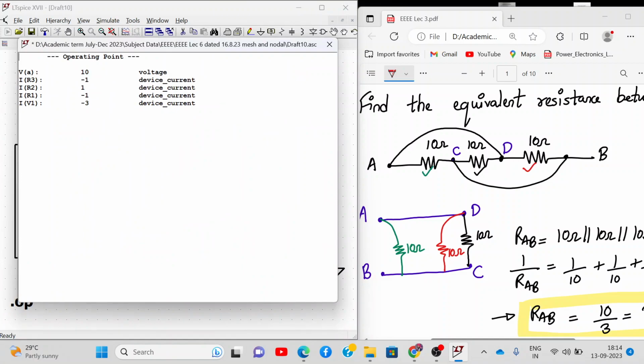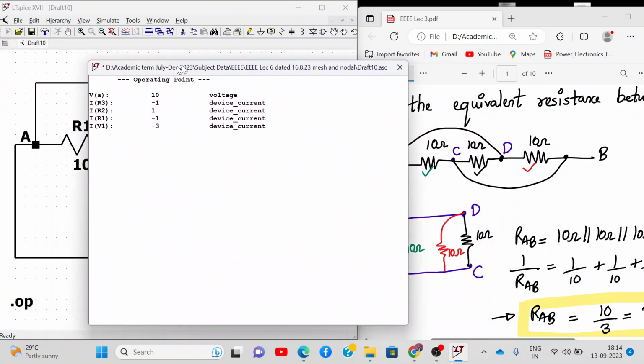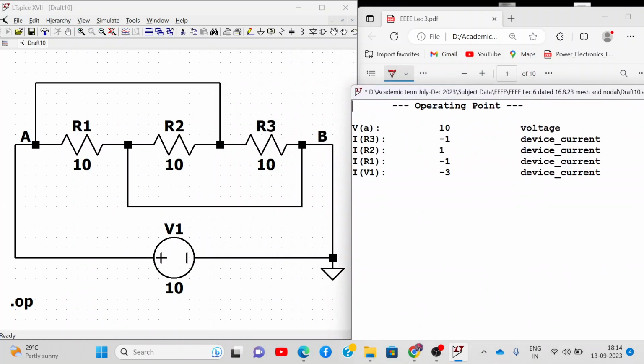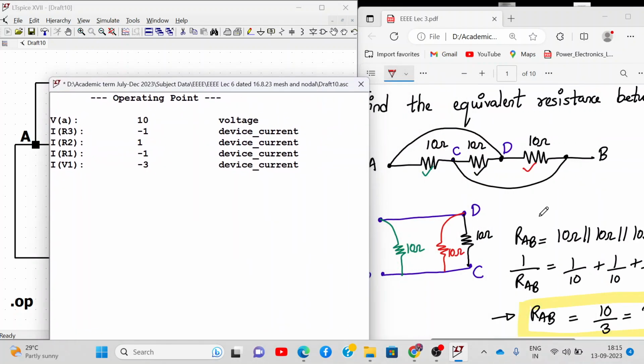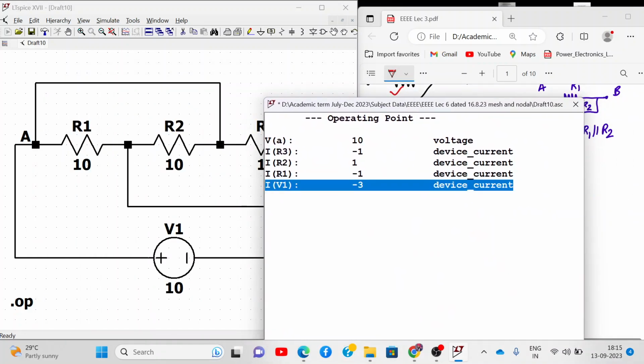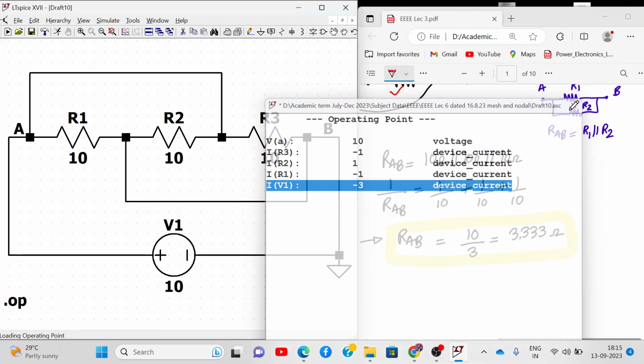Okay, so here it is. I am getting the current. So here, as I have said, the current flowing through V1 is -3. So I told you the current flowing out of the voltage source is considered as negative. So that's why over here the current is showing negative value. So don't worry about it. We have to consider positive only. So what is the voltage over here? Voltage is 10 volt. 10 volt divided by this current. So 10 by 3. And that is what we got. 10 by 3. So let me write over here. This device current will be positive only, as I have already told you the reason why.